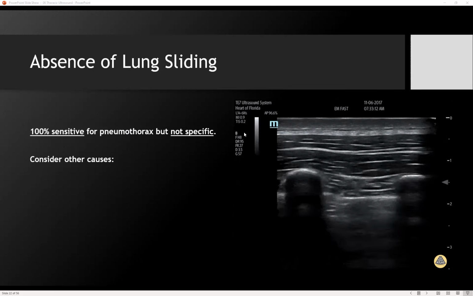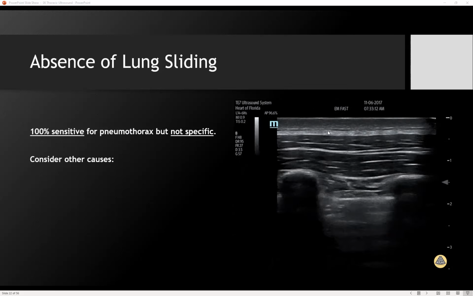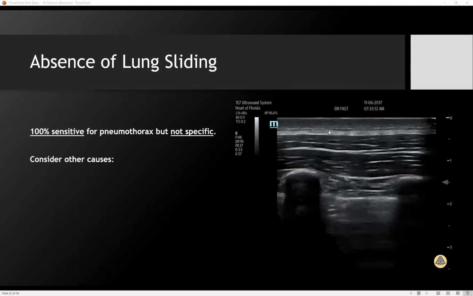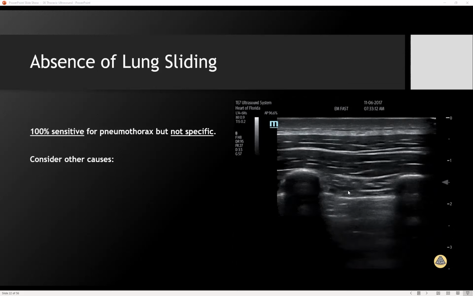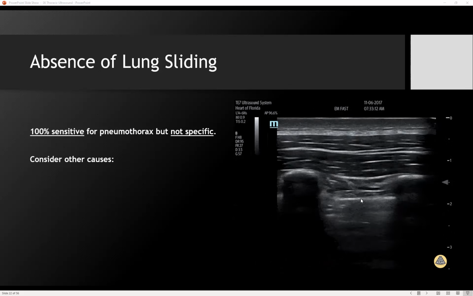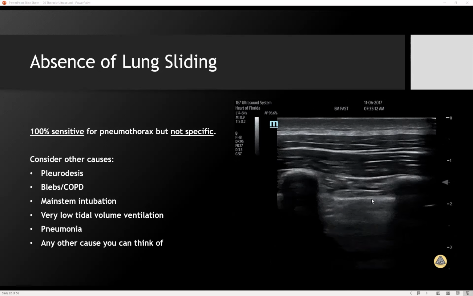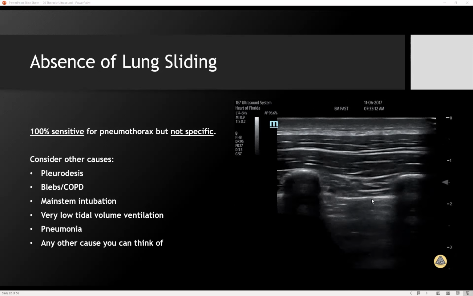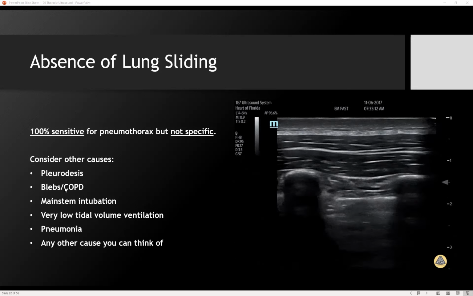It's extremely non-specific for pneumothorax. Absence of lung sliding does not mean a pneumothorax. You can think about many other things that would cause the absence of relative sliding of the lung. For example, a patient had a pleurodesis, right? Then you don't want the lung sliding at that spot. If they have blebs or COPD, or they're not moving a lot of air at that location, then the lung isn't moving much and it won't slide. If you have a main stem intubation, then the lung will not slide on the other side. If you have very low tidal volume ventilation, if you have a pneumonia and the lung is just consolidated.